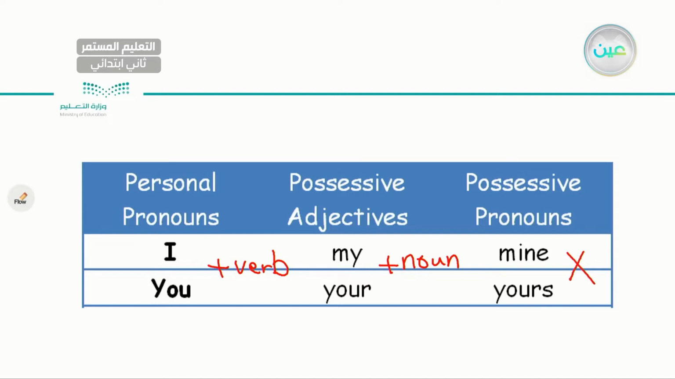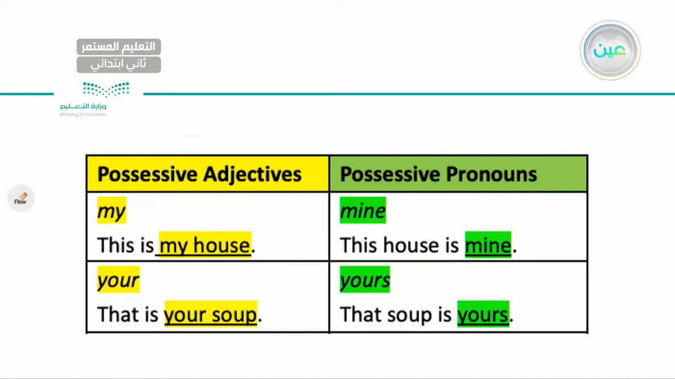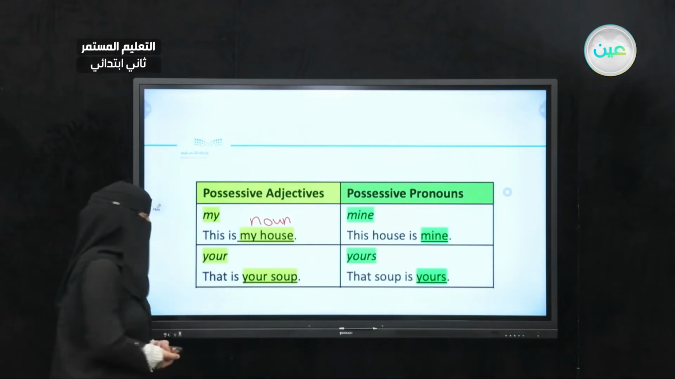So let's go ahead and repeat. I, my, mine. You, your, yours. Very good, my dear student. Let's go to the next slide. Now, this will give you a clear idea. For the left hand, on your left side, possessive adjectives, my. Let's read the example together. This is my house. So here I have my followed by the noun house. This is my house.